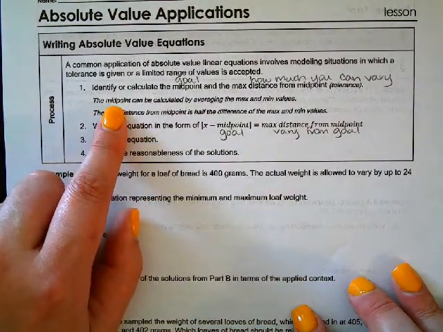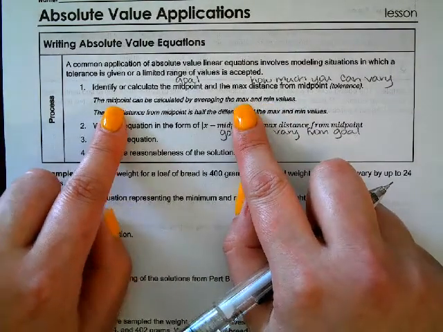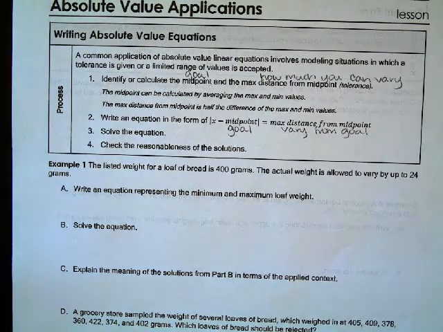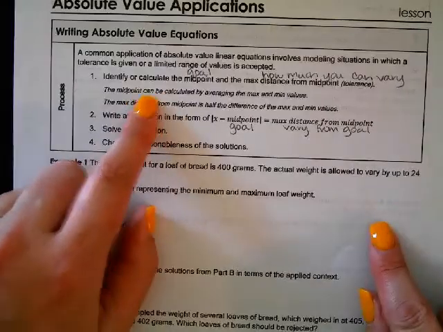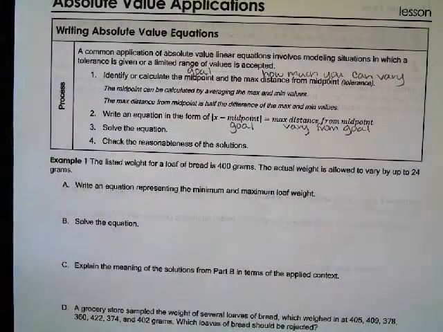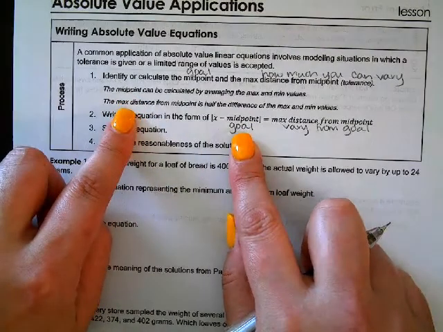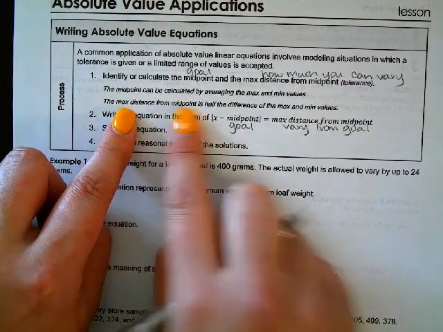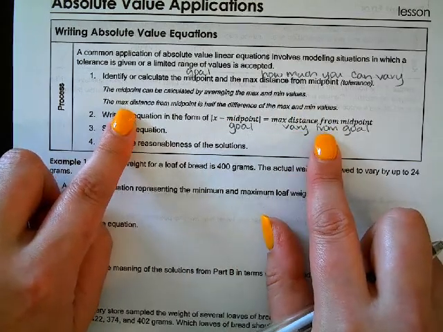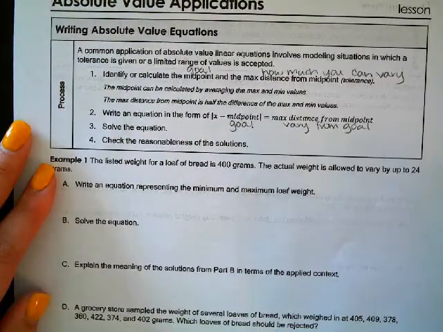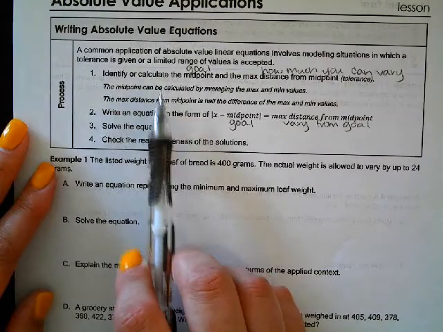If you are given the minimum and maximum values, the absolute maximum and the absolute minimum you could get away from that goal, then you can find the midpoint by finding the average of those. The max distance from the midpoint is half the difference of the max and min values. So you can find that distance as well. We'll look at examples of those in these notes. That's the first step, to identify those values.